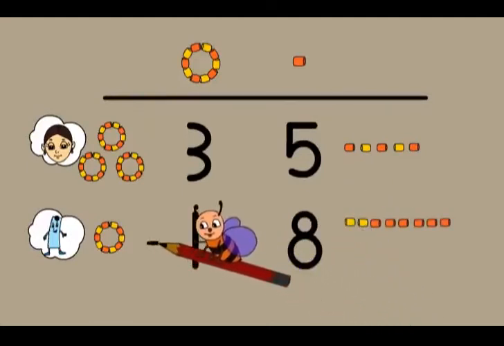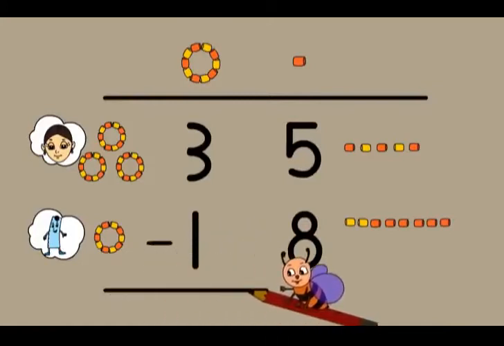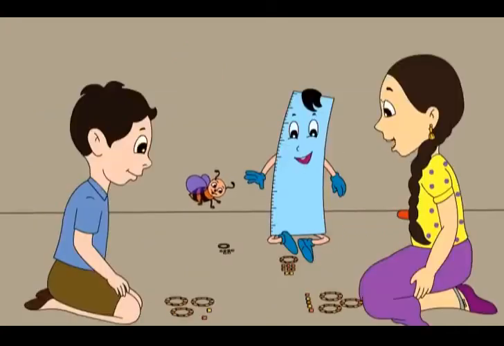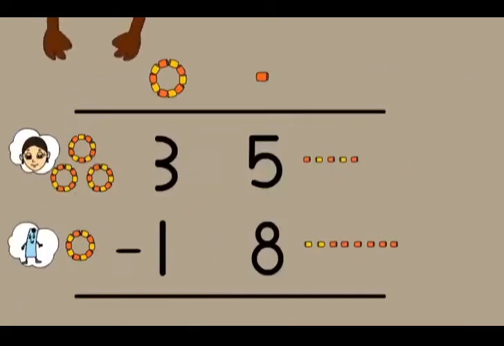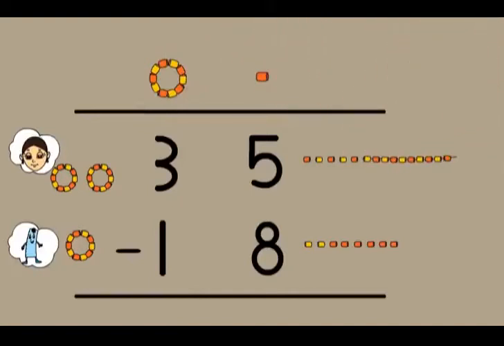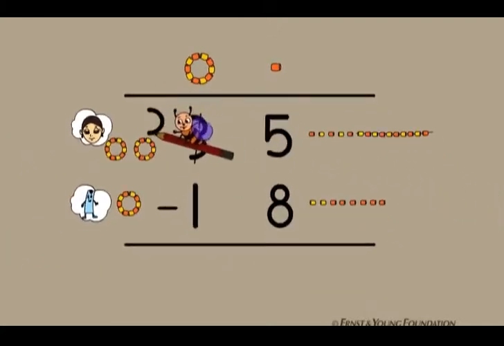35 minus 18. Now I have to take away 8 beads from 5 beads. Do you know how to do that, Buzz? Yes, Meenu. I will open one of your bangles. So Meenu now has 2 bangles and 15 beads. So I will cut 3 and write 2 here. Then I will write a small 1 here.